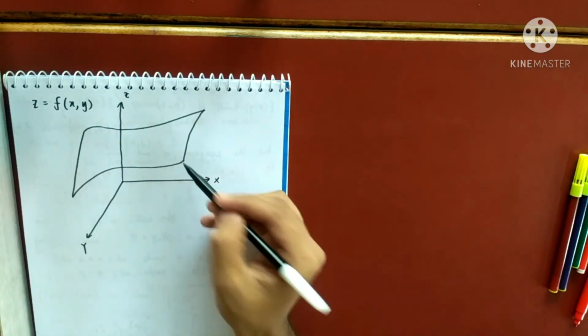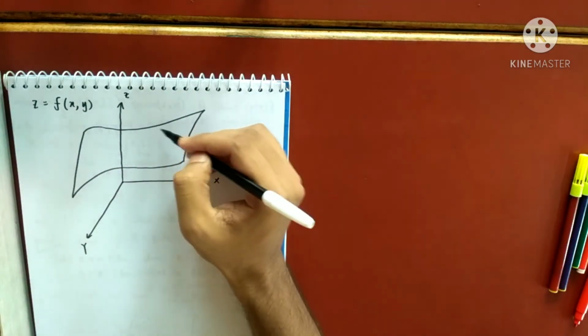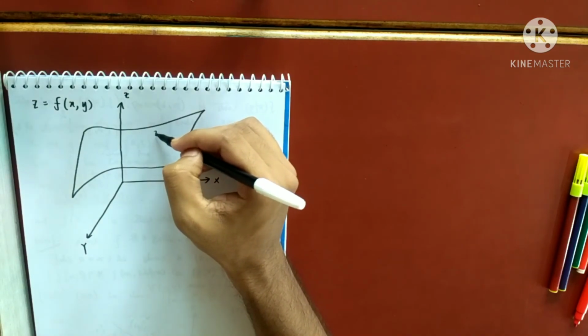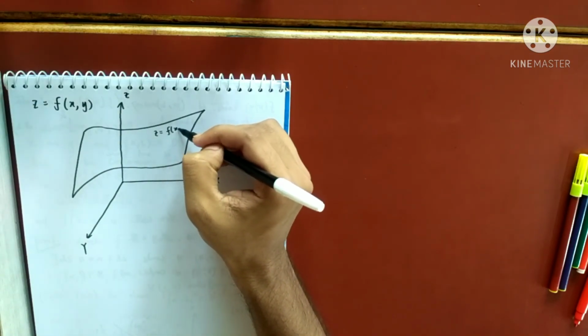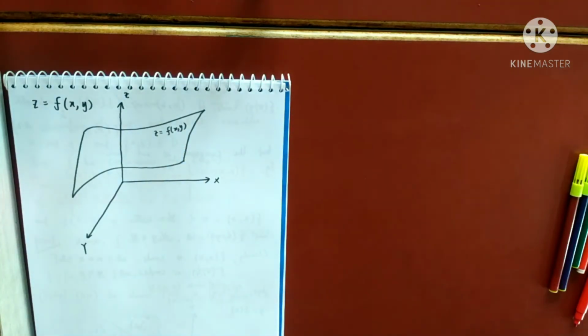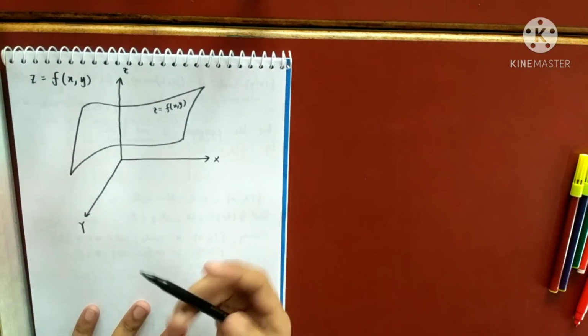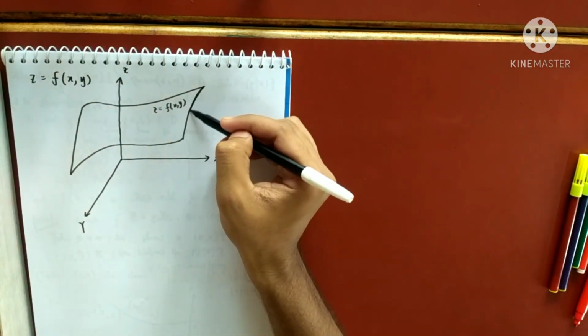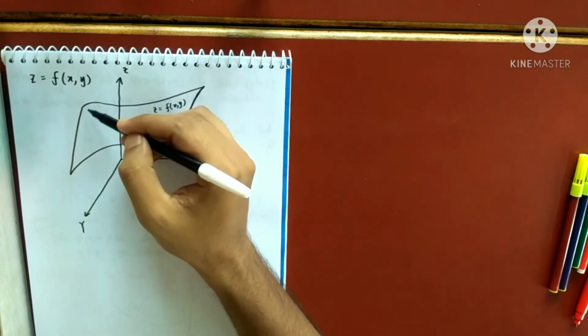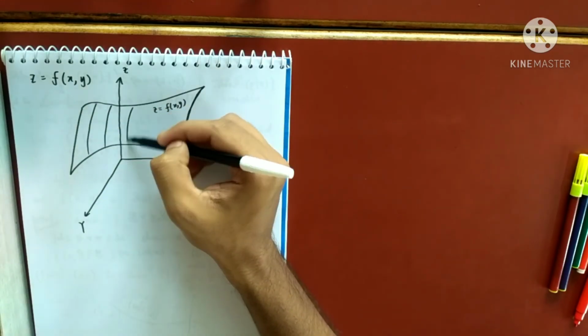Suppose it is floating like this. This is the graph of some function, suppose z equals f(x,y). It's just like a thin paper. It should be more curved, suppose like this. Okay, you may just draw like this.